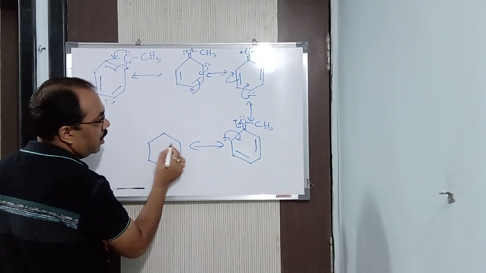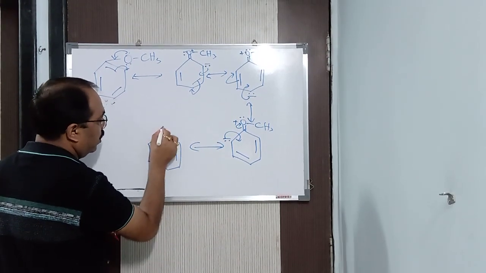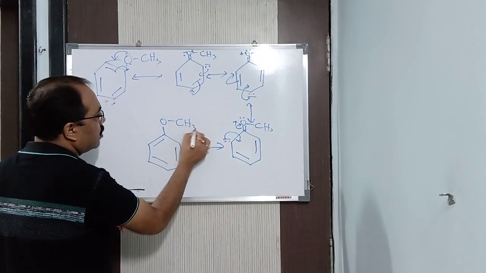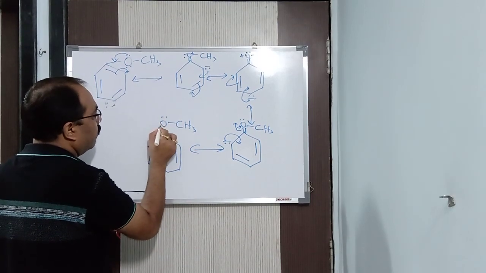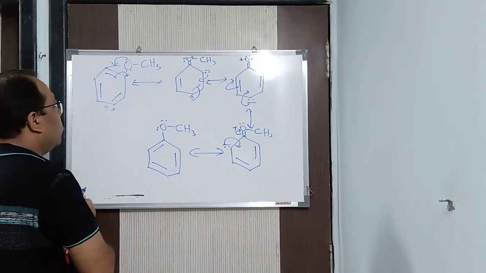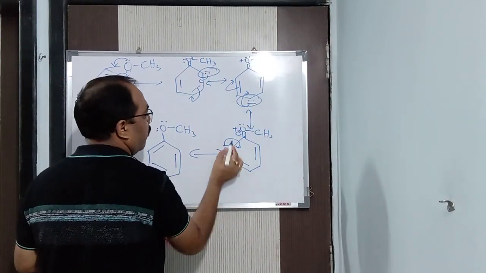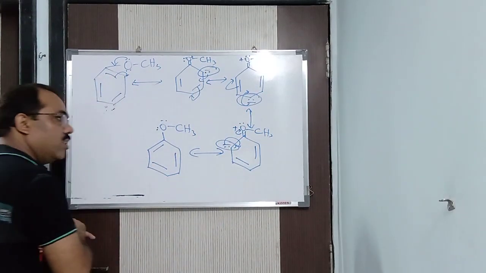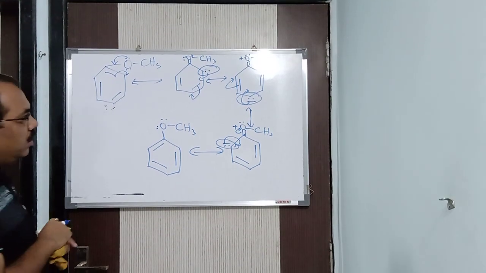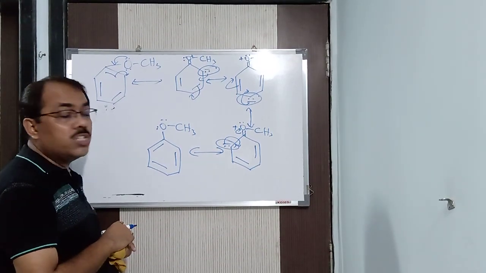Ultimately you get it here, and here it is OCH3 and one more pair of electrons. So what you find is that the electron reaches which position? Ortho position, and here it is para. From this side also you can see it is ortho position. Can you see it or not? So hence the incoming electrophile will attack which particular position?